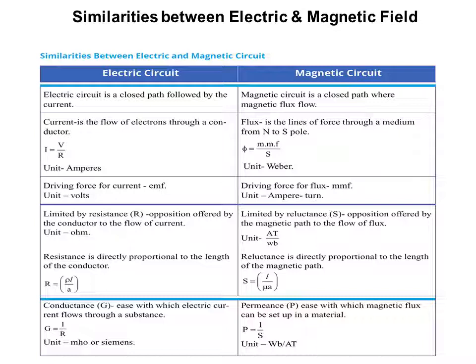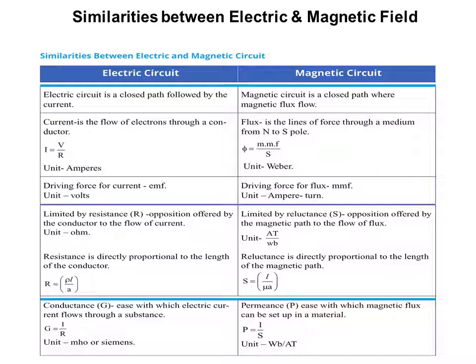In an electric circuit, it is a closed path followed by the current. Similarly, a magnetic circuit is a closed path followed by the magnetic flux. Current is the flow of electrons through a conductor. Flux is the lines of force through a medium from north to south. Current is given by voltage upon resistance, whereas flux is given by mmf upon reluctance. So voltage or EMF has analogy with mmf. Resistance has analogy with reluctance.